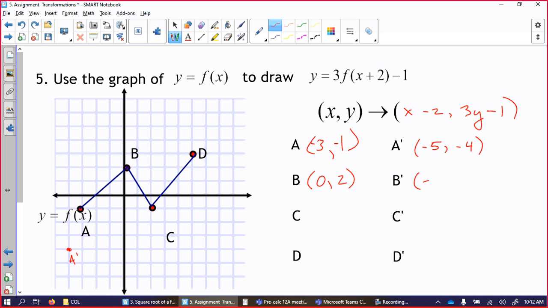So 0 minus 2 is negative 2. 2 times 3 is 6. 6 minus 1 is 5. So negative 2, 1, 2, 3, 4, 5. C is 2 and negative 1. So 2 minus 2 is 0. 3 times negative 1 is negative 3. Minus 1 is negative 4.